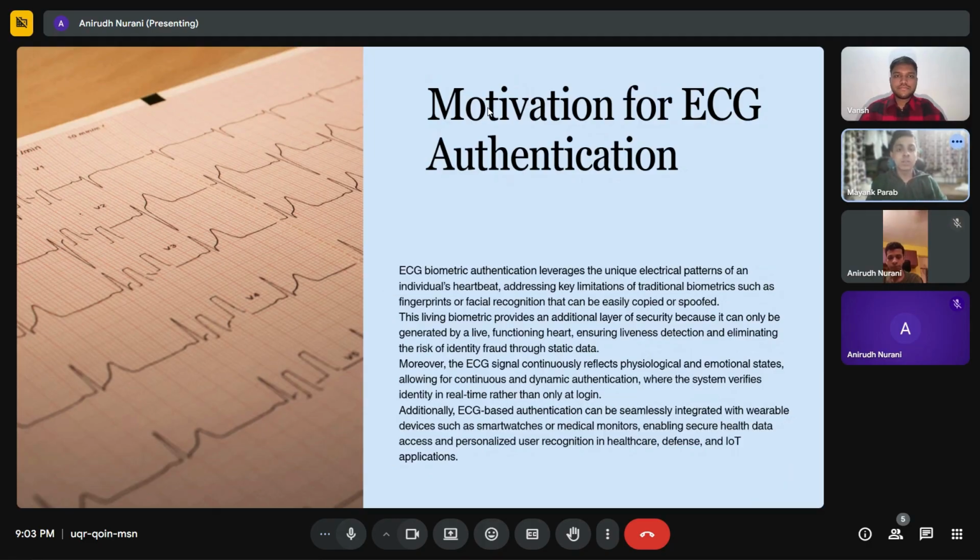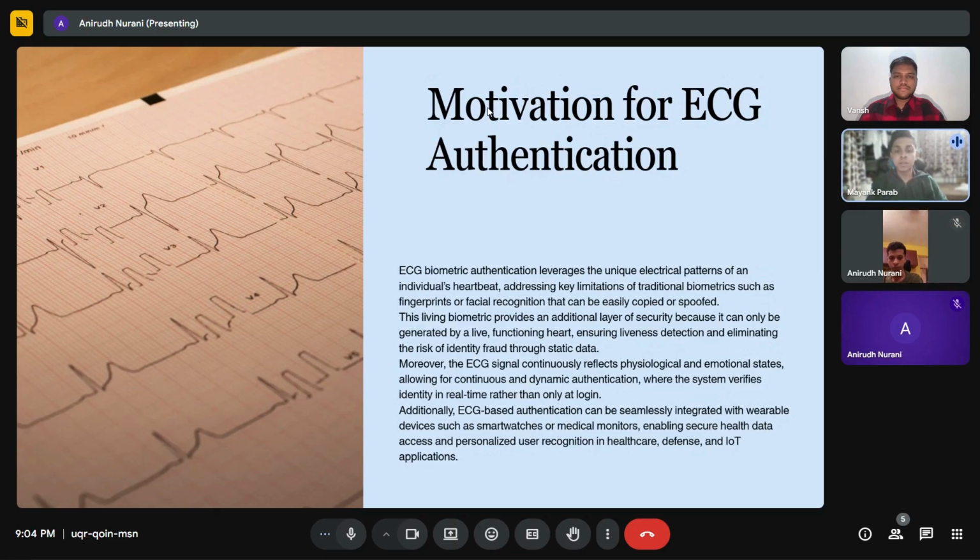ECG authentication solves this problem because it is a living biometric which can only be generated by a real beating heart. This makes it much harder to fake and automatically ensures liveness detection, offering higher security. Another advantage is continuous authentication, meaning ECG signals can be monitored in real time to constantly verify if the right person is still present. In short, ECG biometrics combine security, adaptability, and continuous verification in one system.